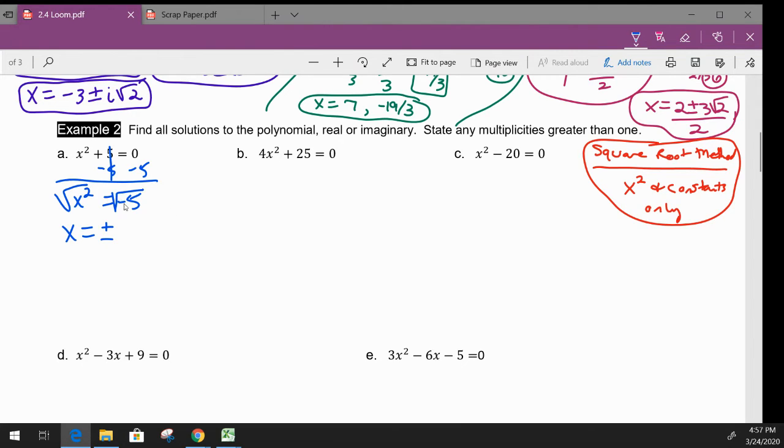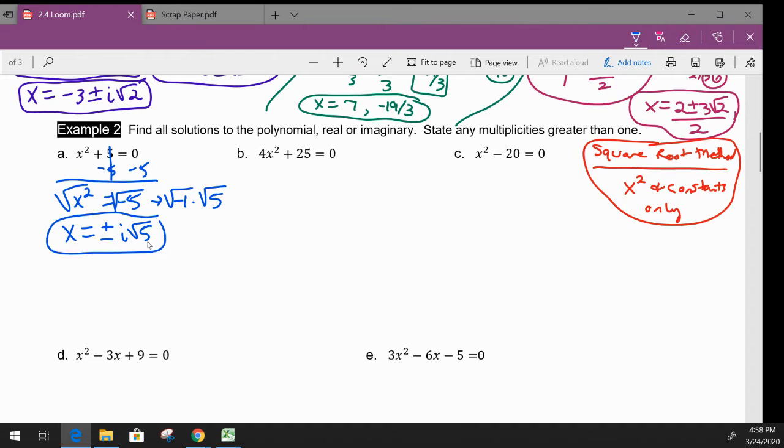The square root of -5 can be broken down into the square root of -1 and the square root of 5. The square root of -1 is i, and the square root of 5 cannot be simplified because it does not have any factors that are perfect squares other than 1. So we're going to leave it as the square root of 5.